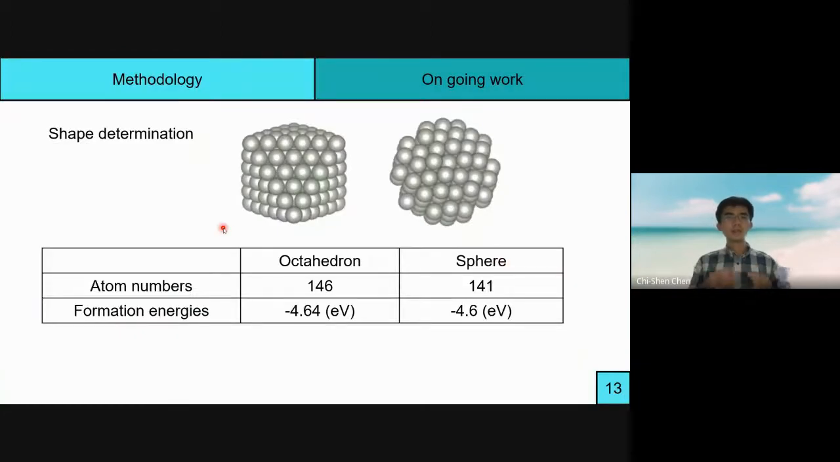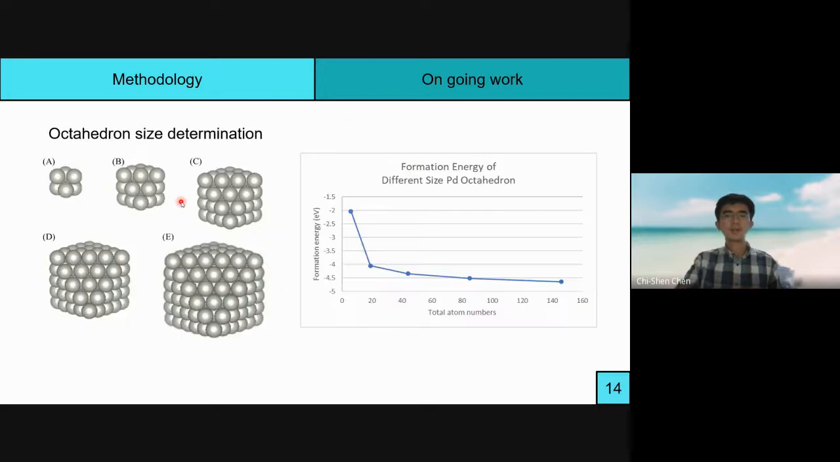Here is the second part of my report. First, we need to determine the shape. We choose the octahedron model and the sphere model as the preliminary models and check which one to build. After testing, we find that the octahedron models' formation energies are lower than the sphere models'. So we choose octahedron models as our preliminary models.